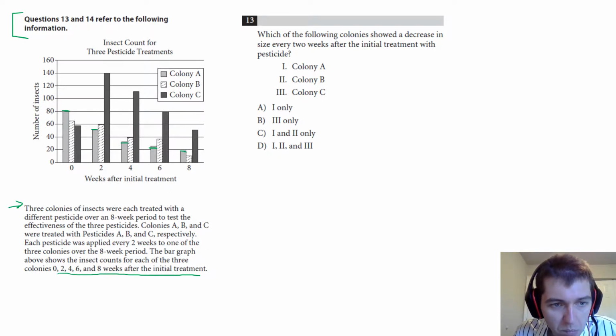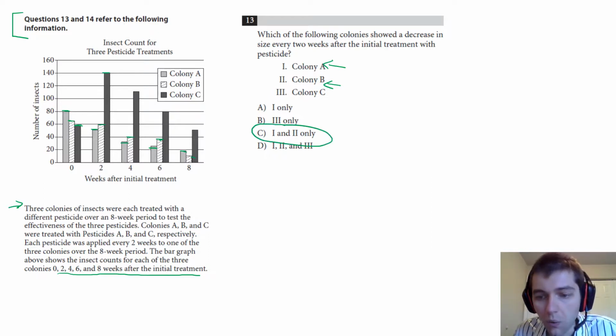It looks like colony B also fits the bill. It is going down every week, whereas colony C does not, because from week 0 to week 2 it showed a huge increase. So it's only A and B. So it's 1 and 2. So it's C, 1 and 2 only.